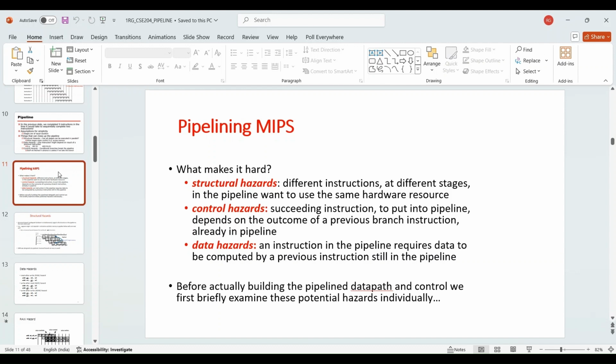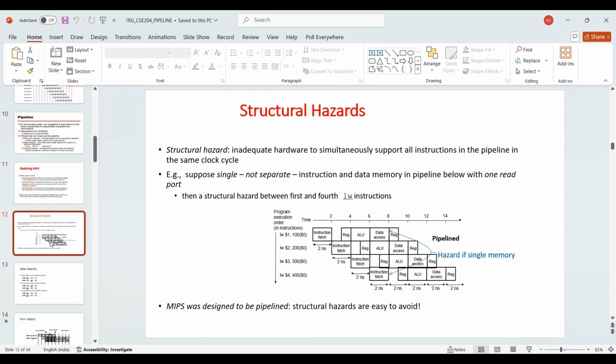Now we see the pipeline data path. One example here for structural hazard. Here it is showing a small program of four instructions. All of them are load instructions. LW stands for load word. $1, $2 are another name for registers, these are the register names. So load word $1, comma 100 with $0 inside parentheses. This is an assembly language instruction, assembly code.